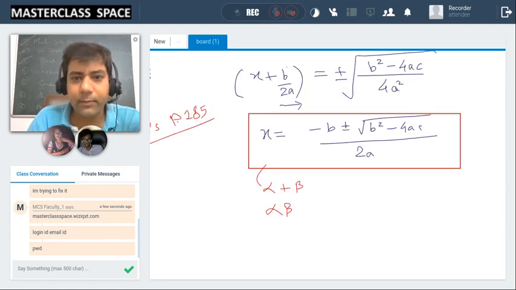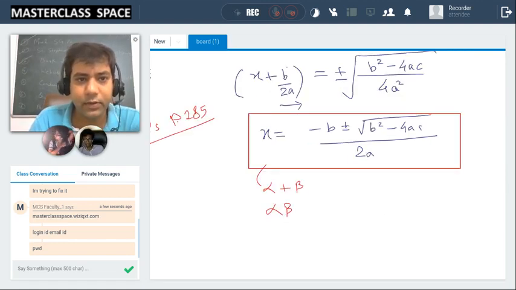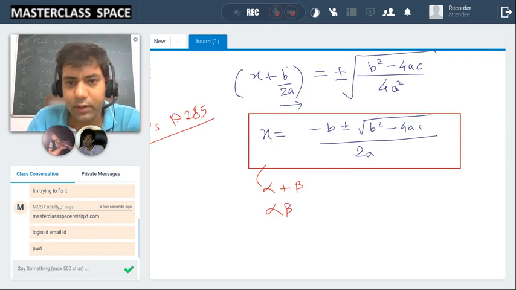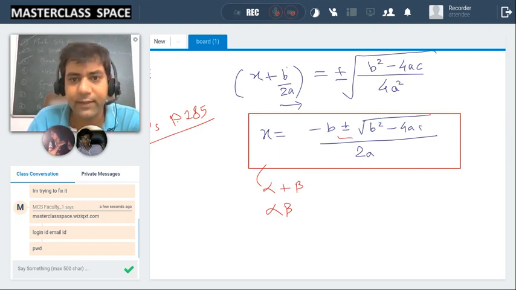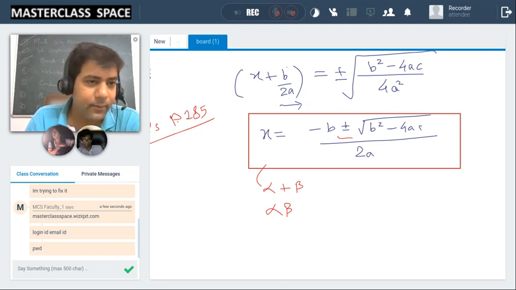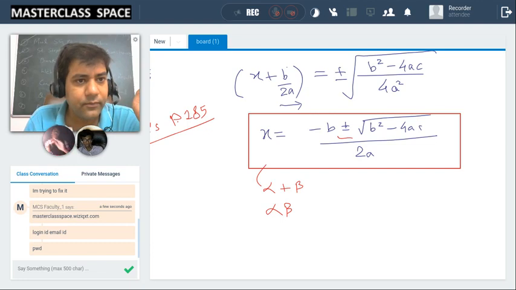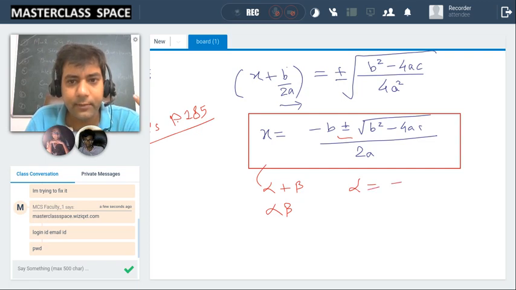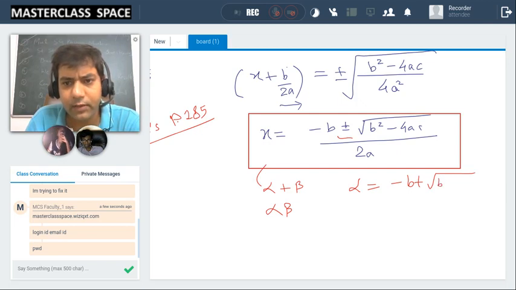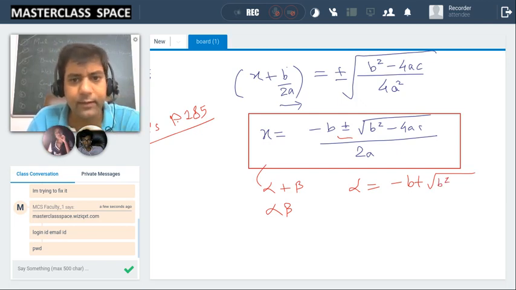Alpha is minus b plus the root. Can you see this is like two things, plus and minus? So either you can take plus one time or you can take minus. The one with plus you call alpha. For example, alpha you will be calling minus b plus under root b square minus 4ac, by 2a. And with negative you will write minus, beta.